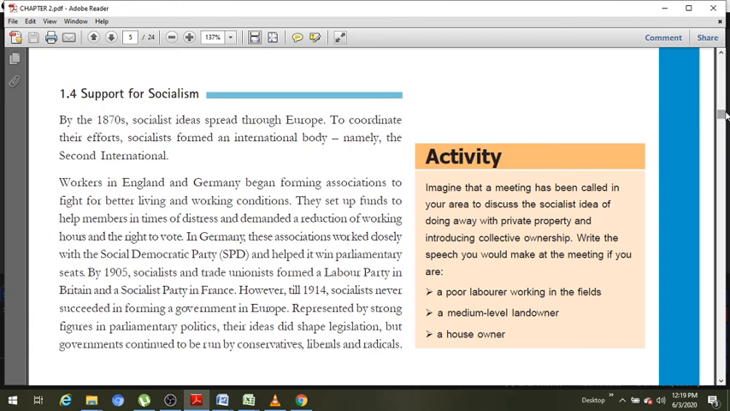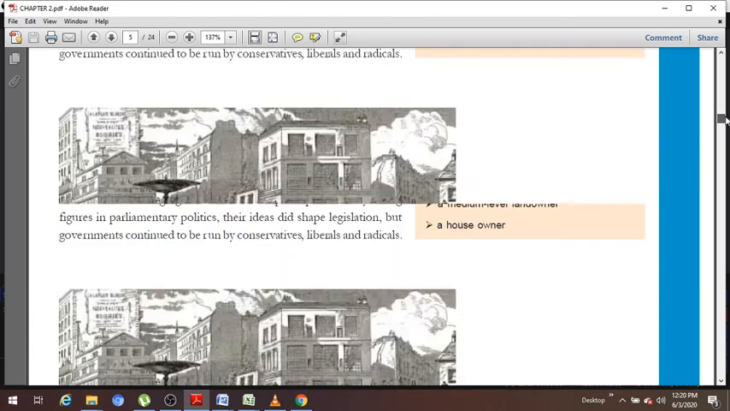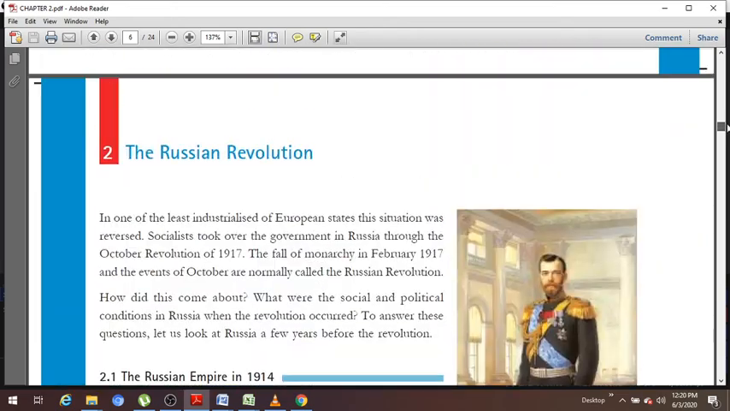So that's all in this video. In the next video we will start with the full-fledged topic of this chapter, that will be the Russian Revolution.